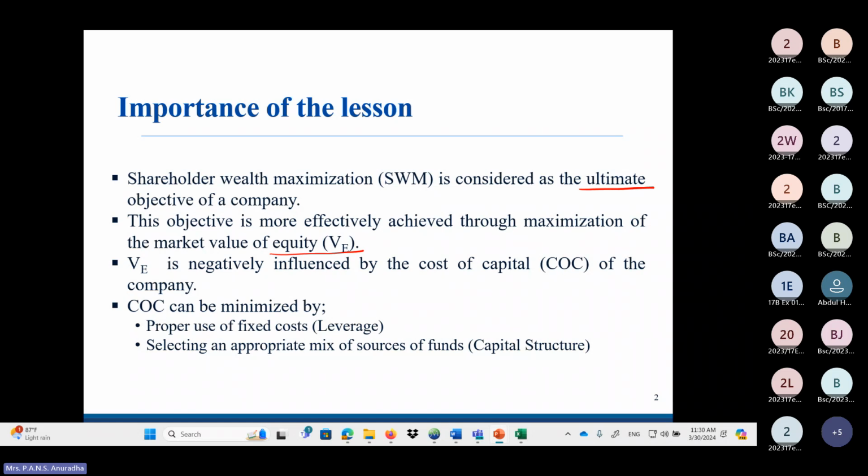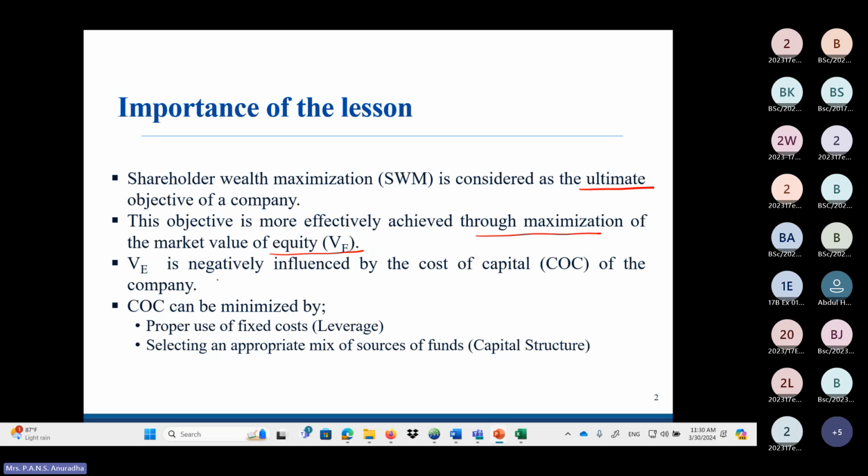The market price of the company share can increase with the activities or happenings in the company, with the investment. If the company is investing in a value-creating project, then the market price of the share will enhance. Investors will be more attracted to the company, so they will invest in it. So the demand for the shares will increase, and the market price will go up. So this objective is more effectively achieved through maximizing the market value of the equity shares.